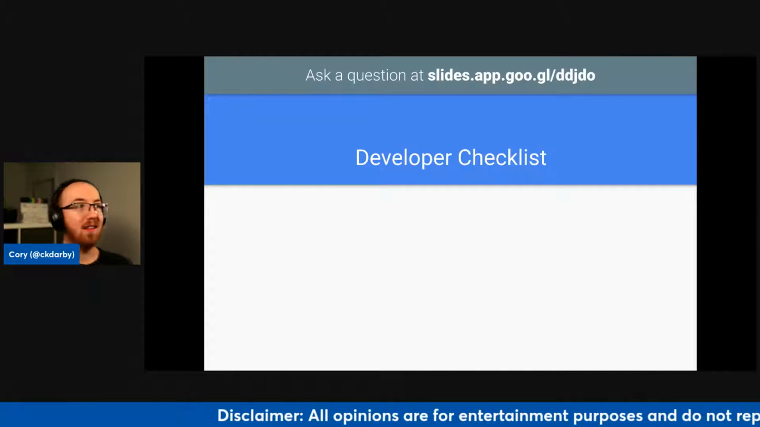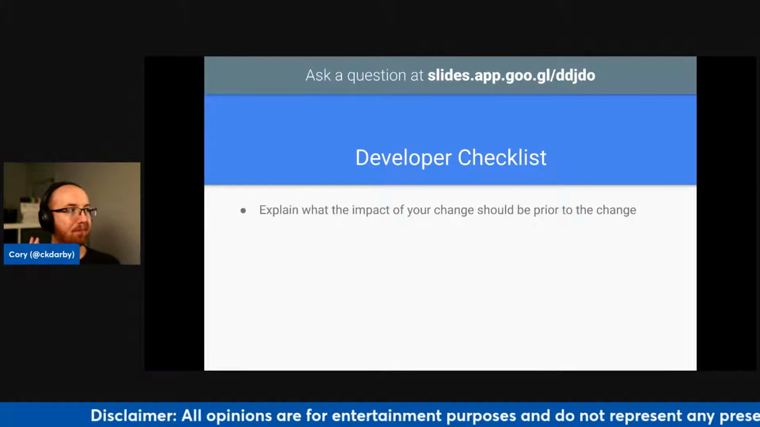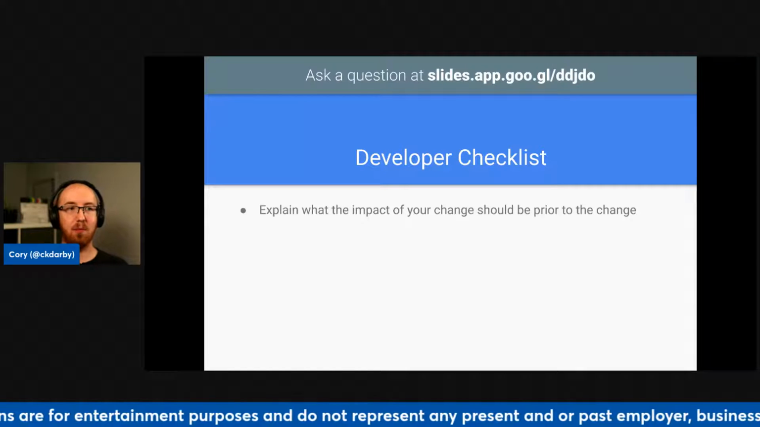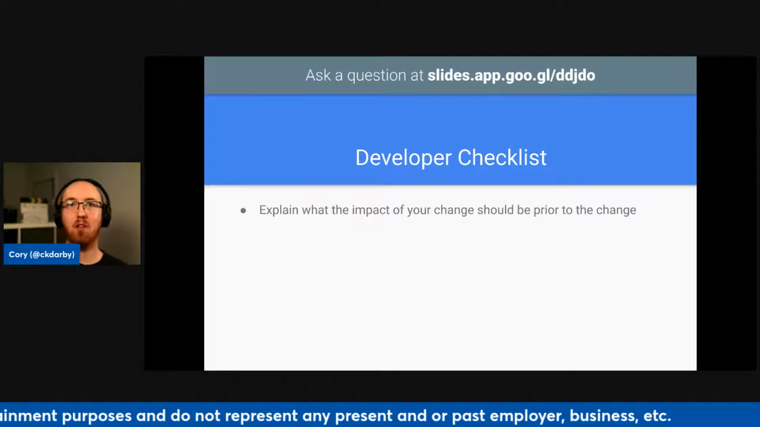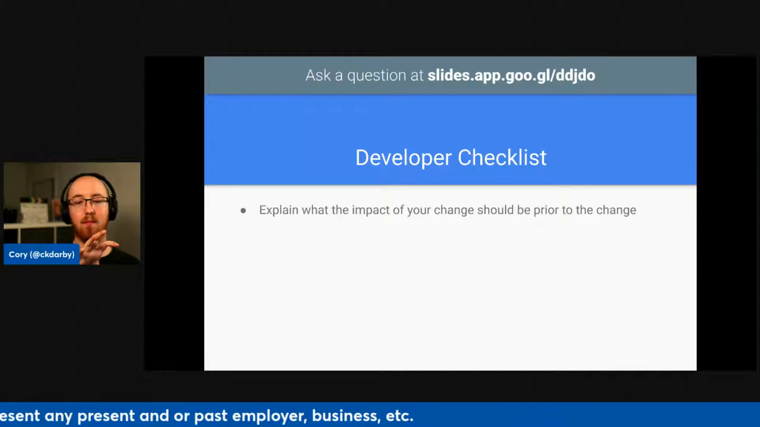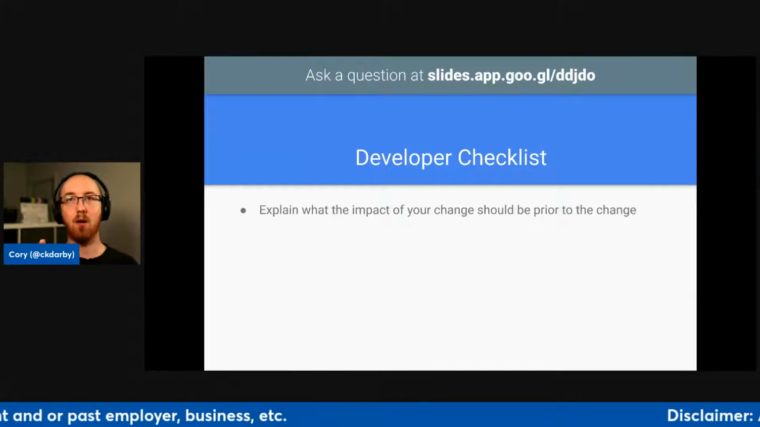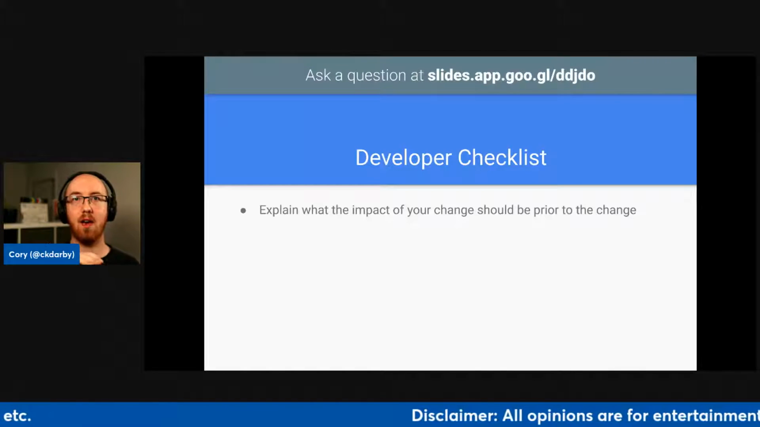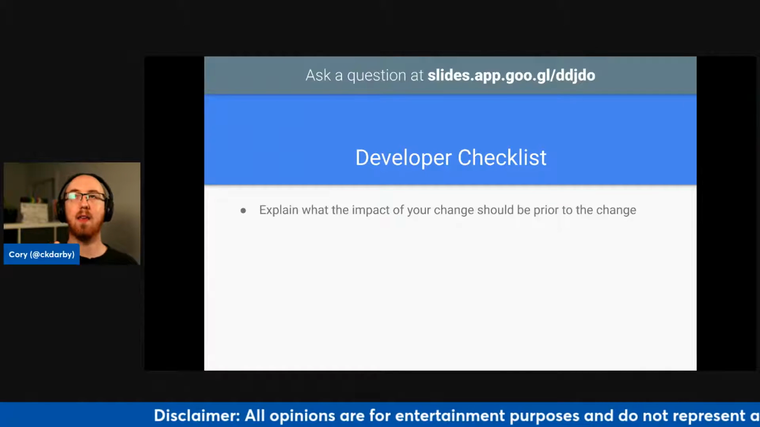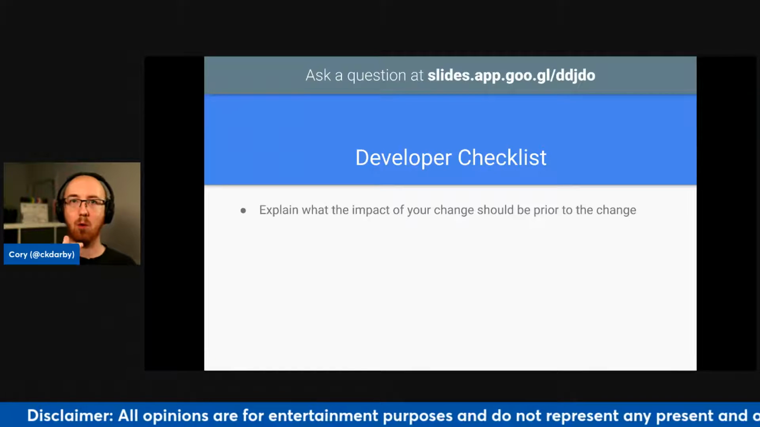So our developer checklist in this scenario is, we just have to explain what the impact of our changes should be prior to the change so that everyone's aware. Like when we increased from 1 vCore to 4 vCore, our assumption was that we would not downscale. The auto scaling would still continue, and all we would see is each pod be able to handle more requests.